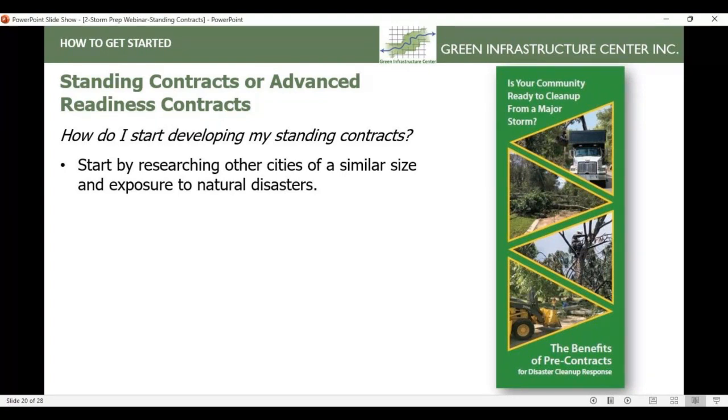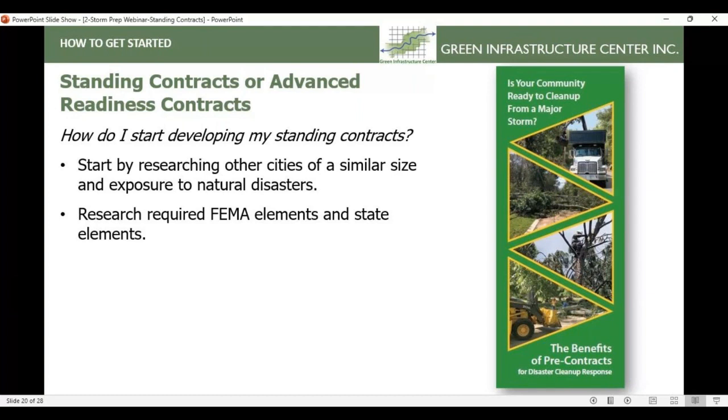So one of the best ways is to really start by researching other cities of a similar size and exposure to natural disasters as your community. Other municipalities of your size and exposure will have some of the similar problems, similar maybe development footprint, etc. And so you can really start to see what other communities may have already that you can rely on for your specifications in your contract.